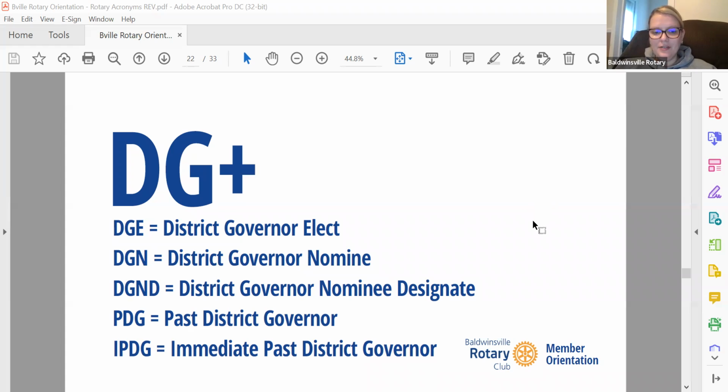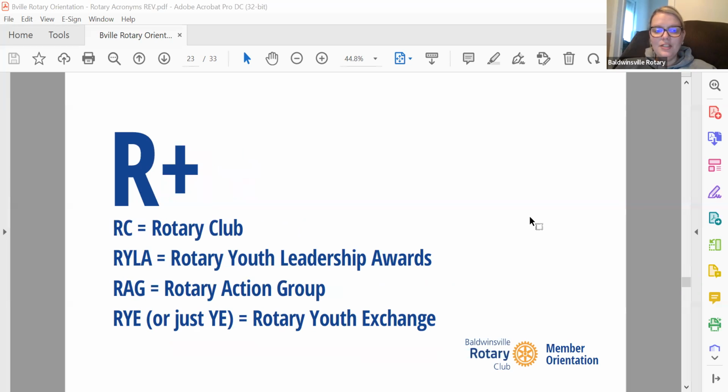And then we have past district governors, which is a very coveted title to have, and immediate past district governor, and that's the person who was last our district governor. Generally, again, when you see that R, it's going to stand for Rotary in that acronym. So be thinking about that when you're trying to decode one or remember what one means.